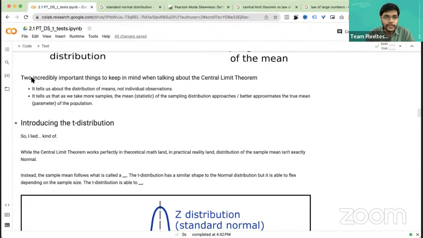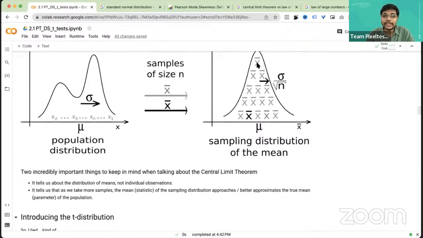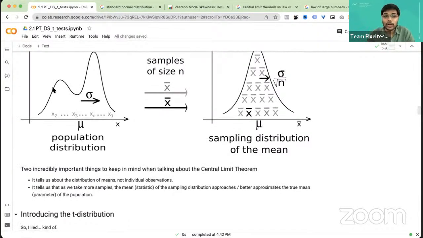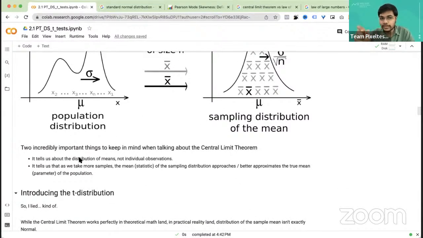Now here we have mentioned two incredibly important things to keep in mind when we are talking about the central limit theorem. It tells us about the distribution of means, right? So the graph is of the means. It is not of the actual observations. If you're talking about temperature, the population's temperatures could be different, it cannot be a normal distribution, right? But what is normally distributed is the means of all of these data sets. So it tells us about the distribution of means, but not the actual observations.